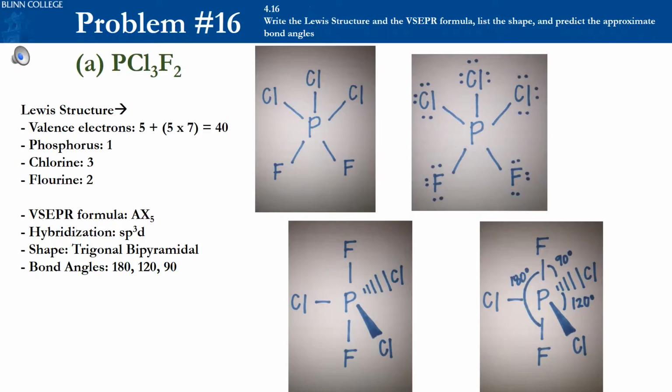I also drew out a picture of the structure of the trigonal bipyramidal shape. Also, the hybridization is sp3d, so that's how I figured out how to draw the trigonal bipyramidal. And then we're going to determine the bond angles. Between the fluorine and chlorine, it's a 90-degree angle. Between the 2 chlorines, it's a 120-degree angle. And between the 2 fluorines, it's 180.